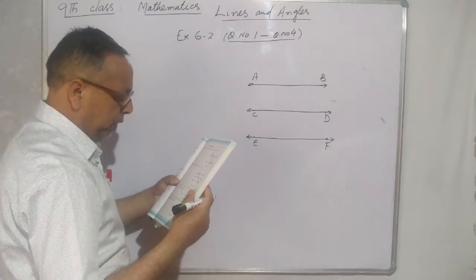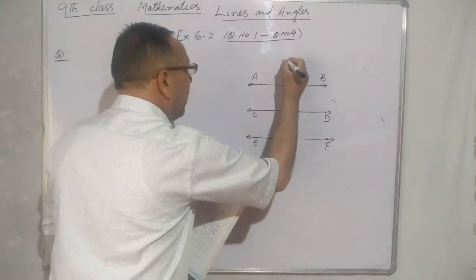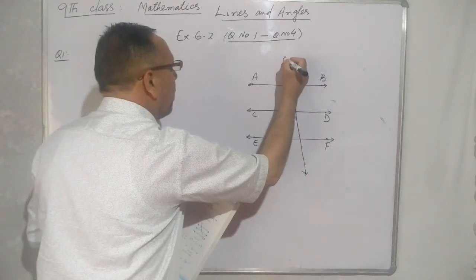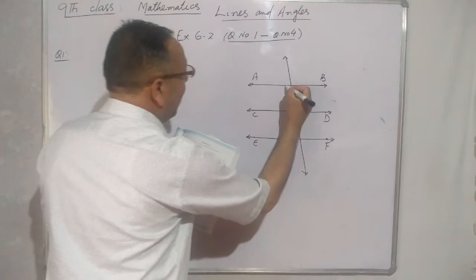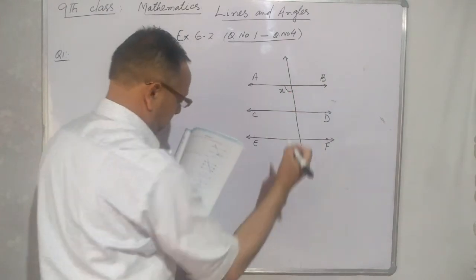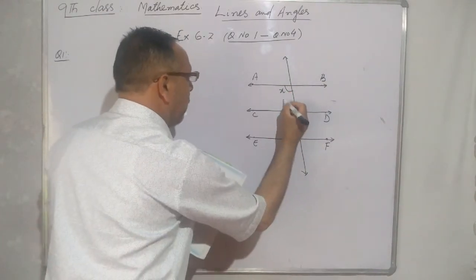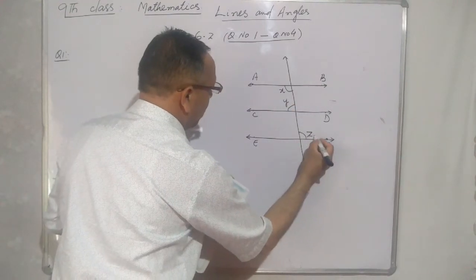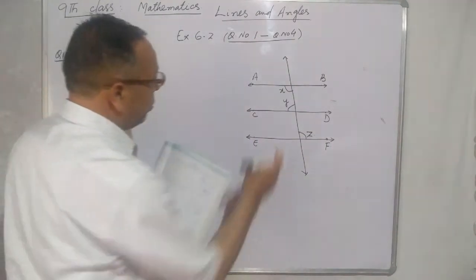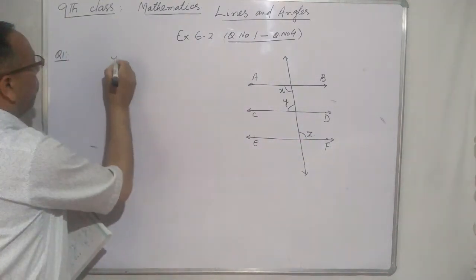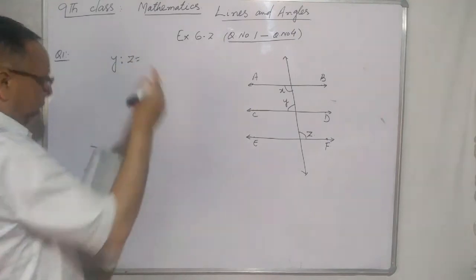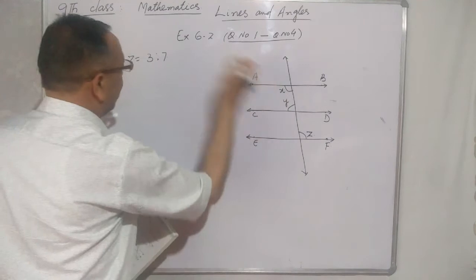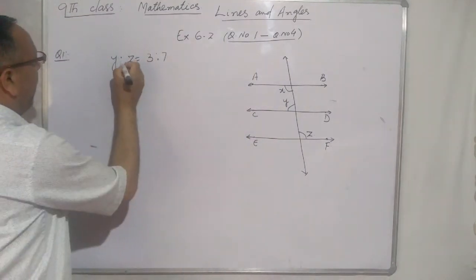and Y is to Z is 3 is to 7, and a transversal here intersects them. This angle is marked as x, this angle is marked as y, and this angle is marked as z. So it is given that y is to z is equal to 3 is to 7. We have to find x.